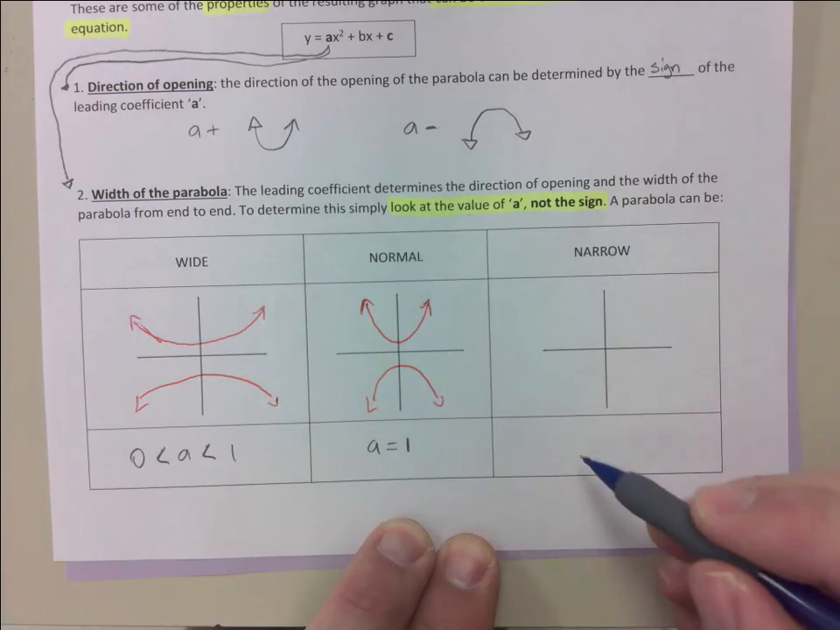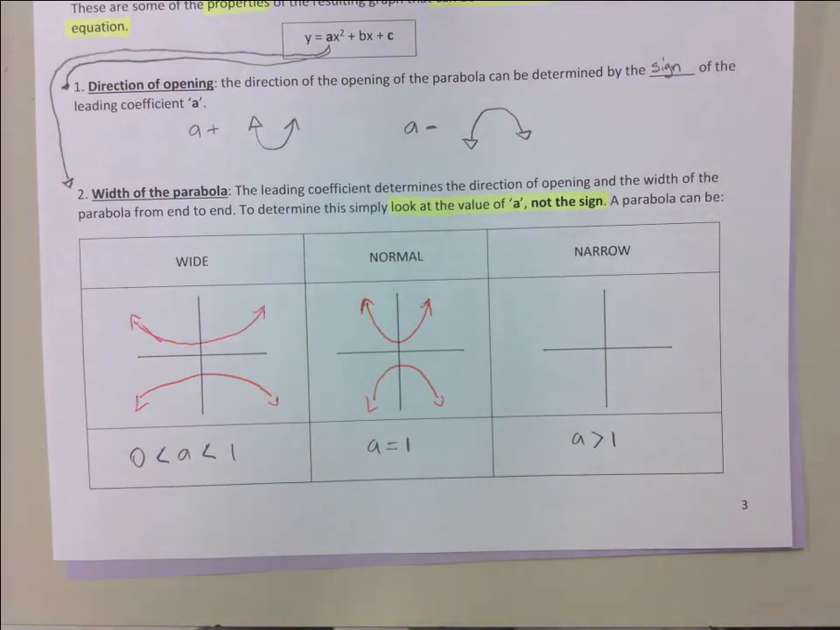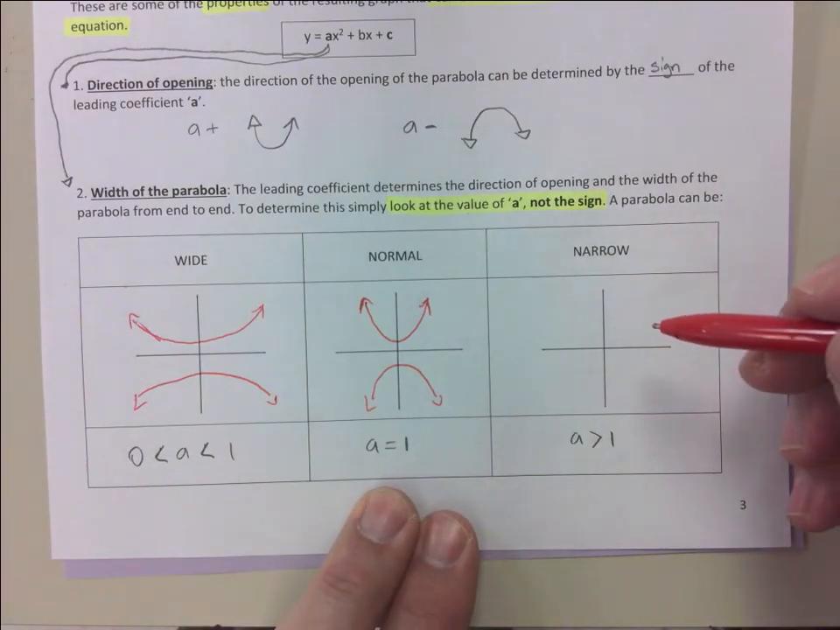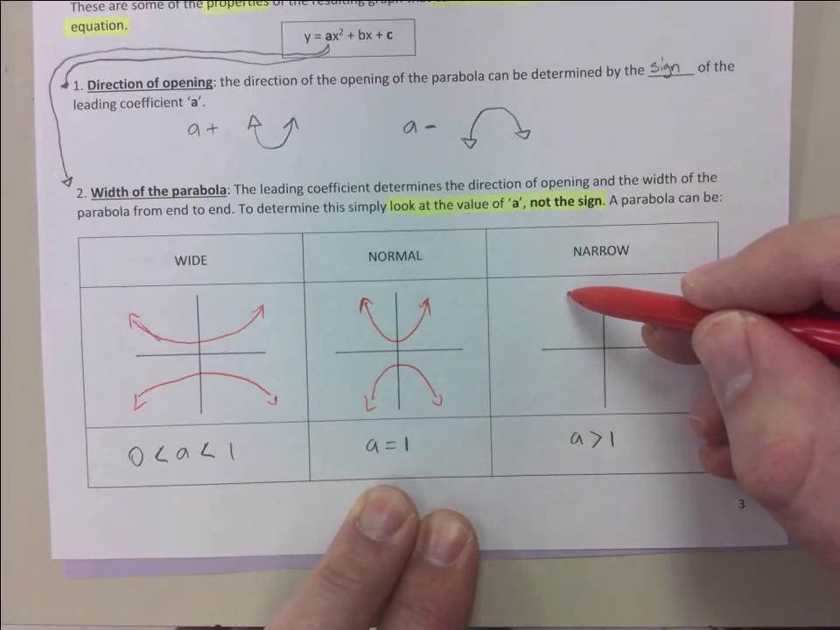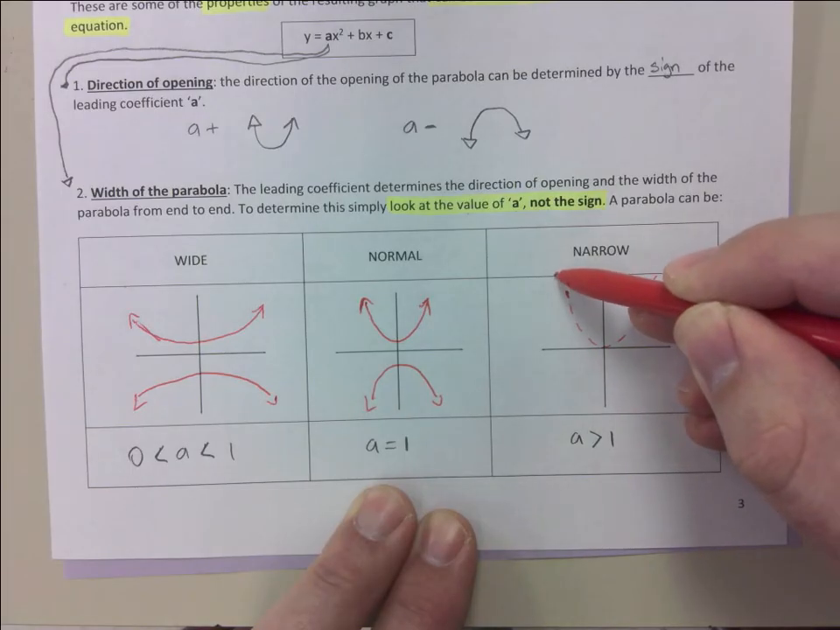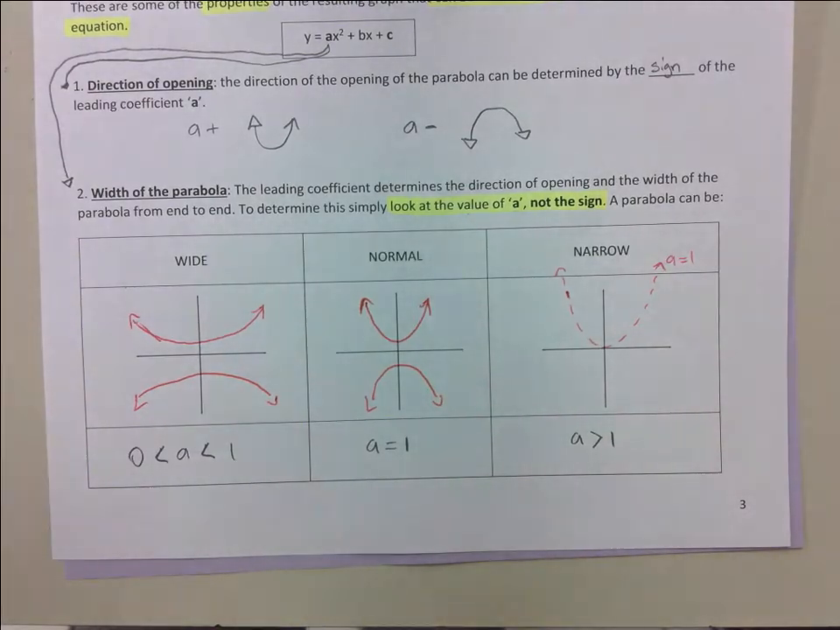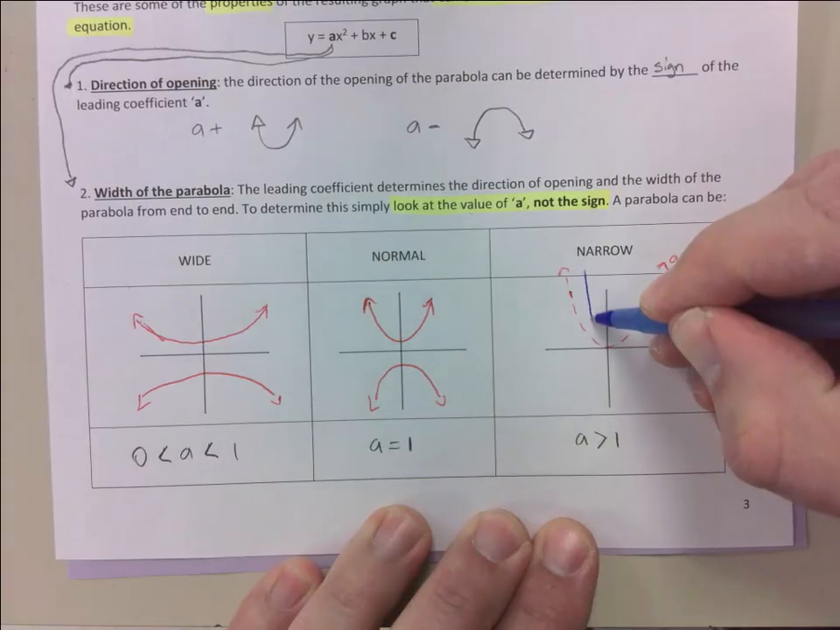And then the last one is A greater than 1. If A is greater than 1, the greater A becomes, the narrower your curve will get. So if this is your original, A equal to 1, let's make a dashed line here. If you consider that your reference, then A being greater than 1 is going to make it narrower.